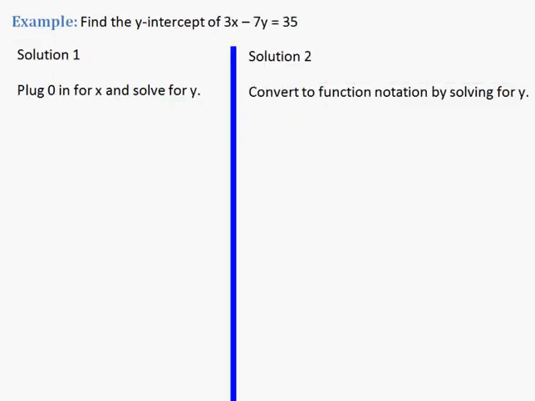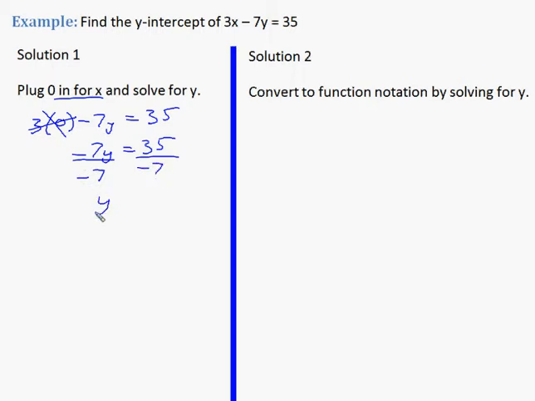So find the y-intercept of 3x minus 7y equals 35. There's two ways we can do this because of what we just talked about. The first solution, the first way of doing this is just plugging 0 in for x and solving for y. So we can always, no matter what the type of function, to find a y-intercept, plug 0 in for x. So we would have 3 times 0 minus 7y equals 35. We know 3 times 0 is 0, so negative 7y equals 35. And dividing by negative 7, we get y equals negative 5. And so our y-intercept would be 0, negative 5.